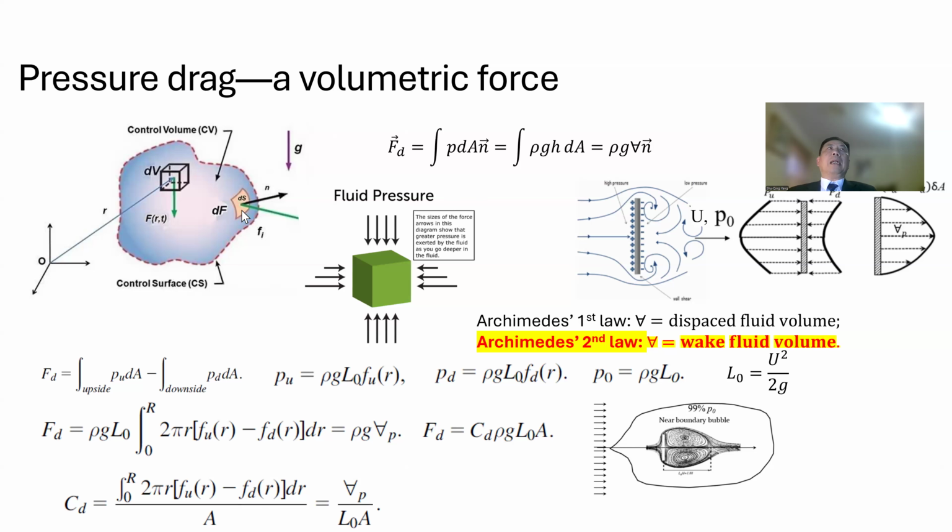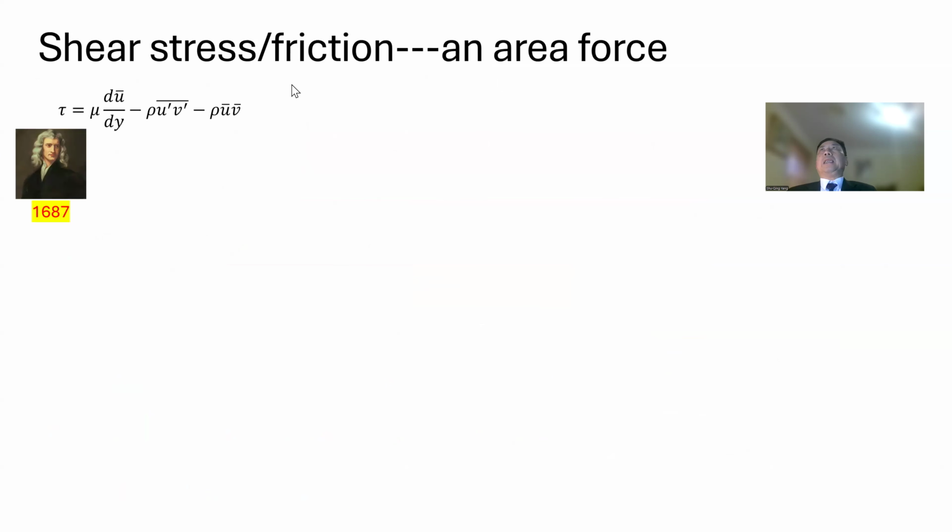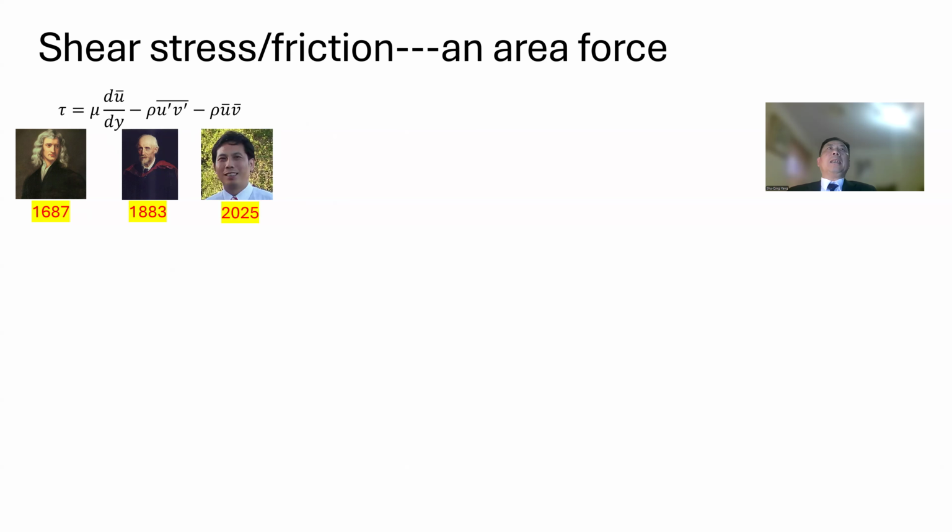We also have another one, which we call shear stress or friction force. And Newton, as I mentioned, in this year, developed this. About 200 years later, they gave another term, the Reynolds shear stress, as we now call it. And about 150 years later, this year, we published this book, and then we have one more term here to include shear stress in turbulence. I will explain to you why this is important later.